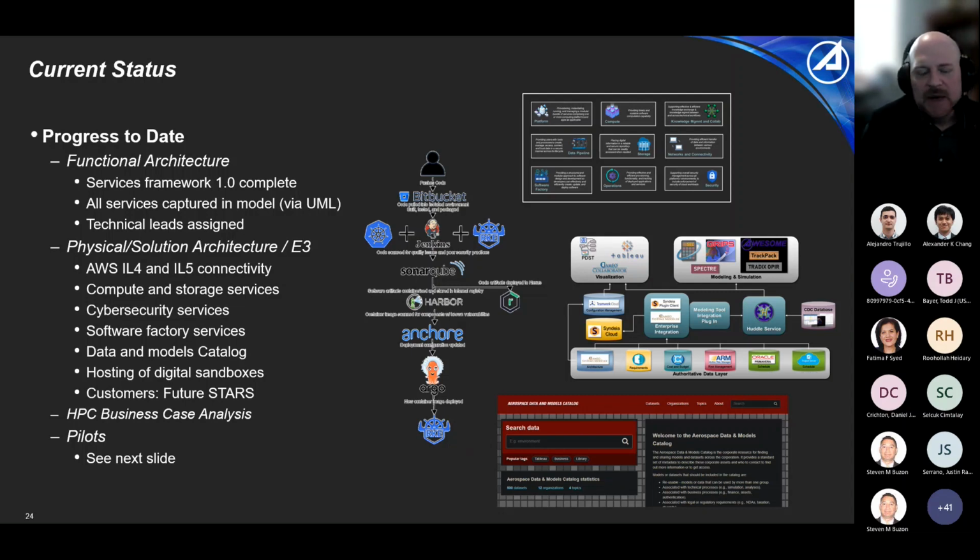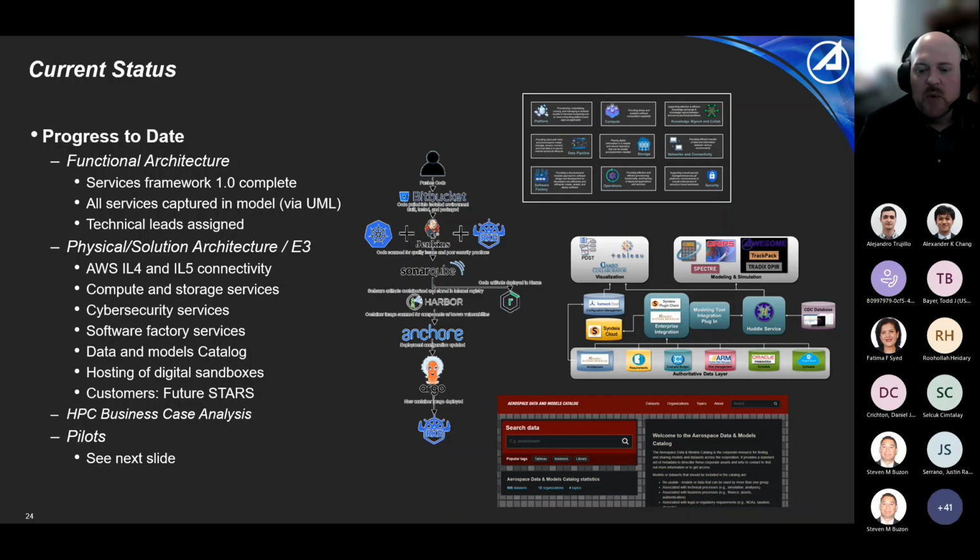And then in terms of what's happening with the solution and the physical layer for achieving the functions, again, that's really the role of E3. And we have connectivity in AWS right now at the IL4 and IL5 levels. We've already exposed to users specific compute and storage services. When they come on board E3, they get these things and can access them pretty easily. We have cybersecurity services already established. We have a software factory service, and that pipeline is established to make the steps for software development as easy as possible and as standardized as possible across the company.